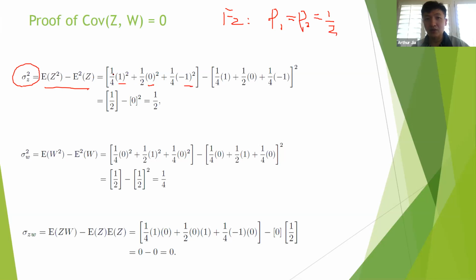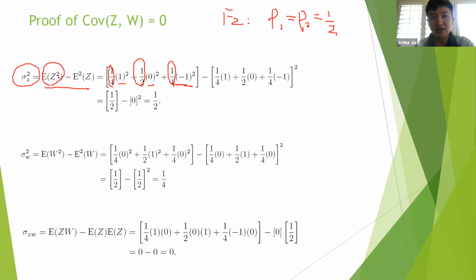Z equals 1 for the first genotype, A1A1, right? And the second value for Z is 0 when the genotype is A1A2, right? And for the third genotype, which is A2A2, the value for Z is defined as -1, right? And the associated probability is easy: 1 over 4 for the first genotype, 1 over 4 for the third genotype, but 1 over 2 for the heterozygous genotype, right?